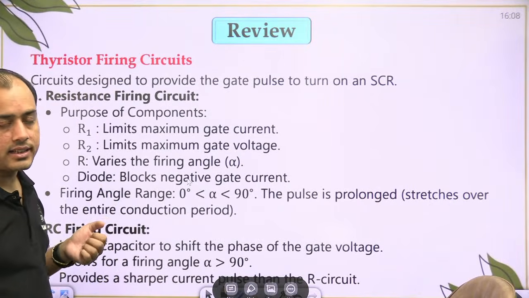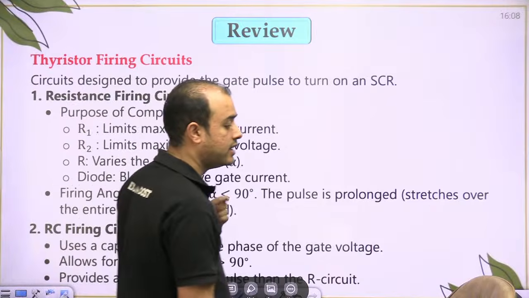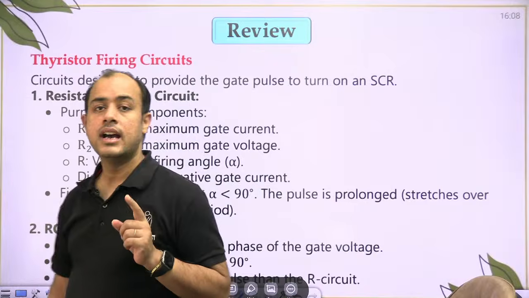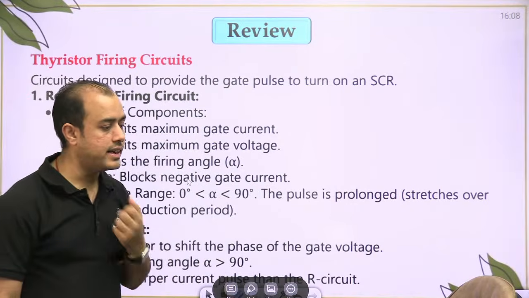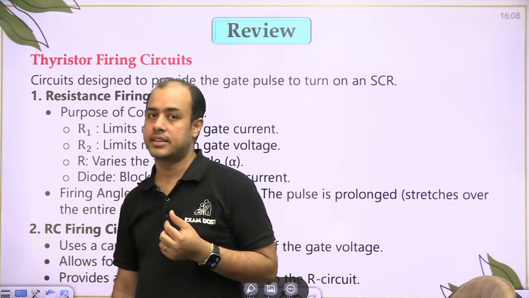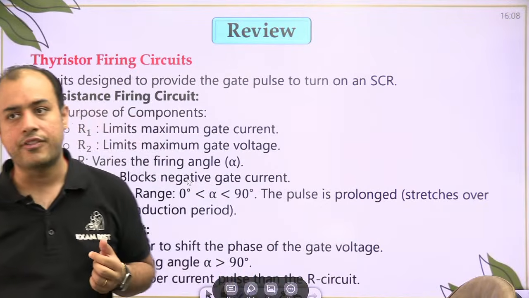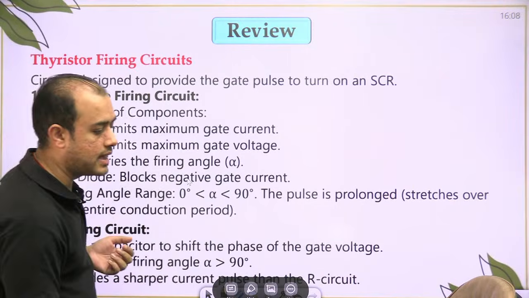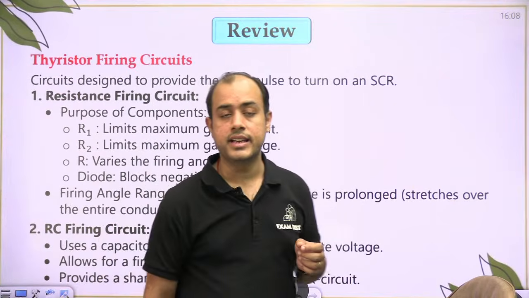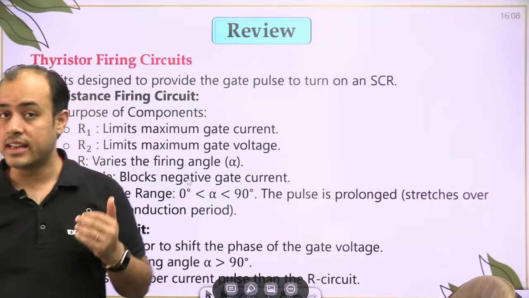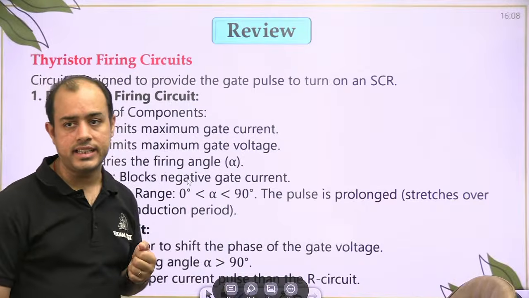Now the firing circuit. In a resistance firing circuit, the limitation is alpha is less than or equal to 90 degree. R1 resistance limits the gate current, R2 resistance limits the gate voltage, and R is a resistance which we vary to vary the firing angle. But the problem is power dissipation is large. In RC firing circuit, we use a capacitor to shift the gate pulse and generate firing angle above 90 degree.